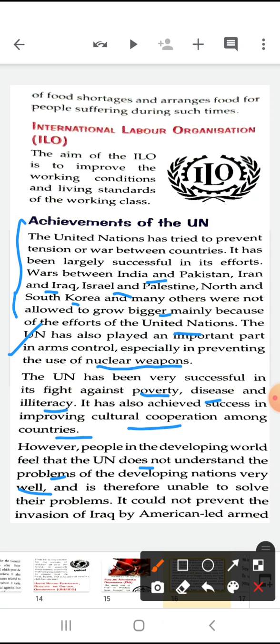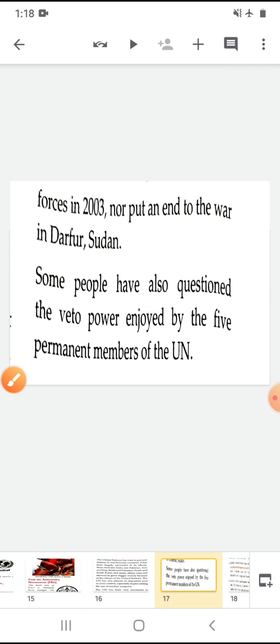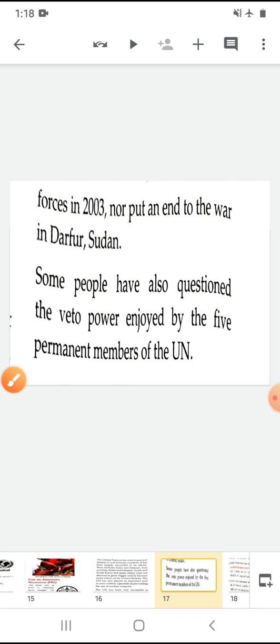It could not prevent the invasion of Iraq by the American-led armed force in 2003, nor put an end to the war in Sudan. Some people have also questioned the veto power enjoyed by the five permanent member countries of the UN.